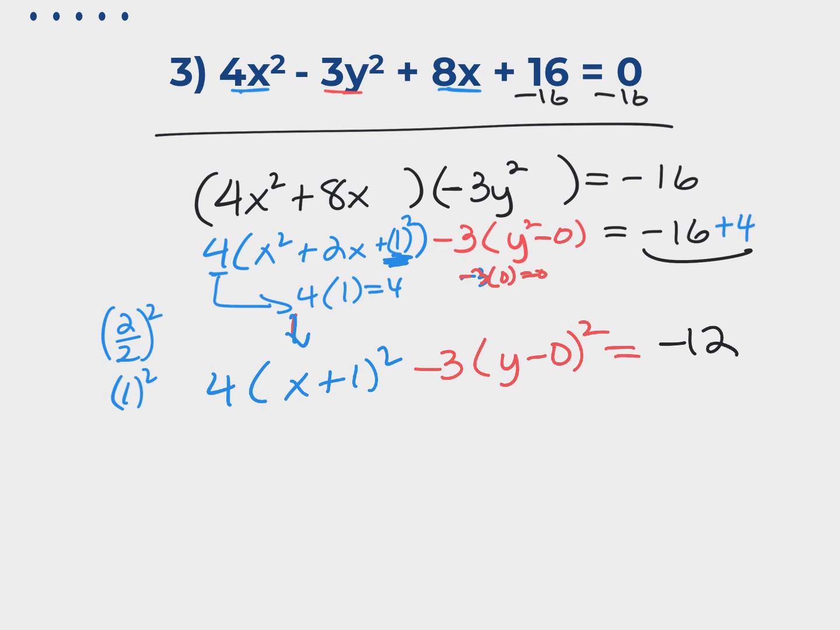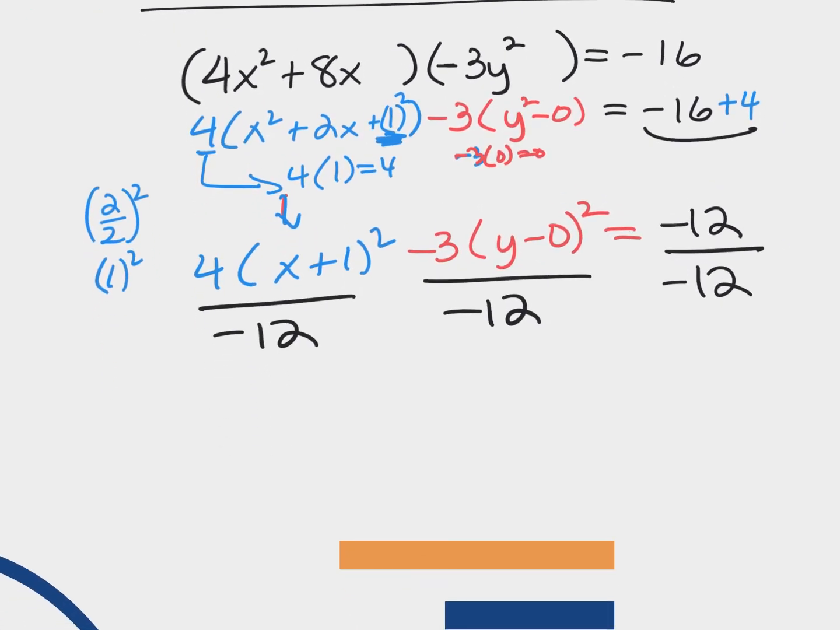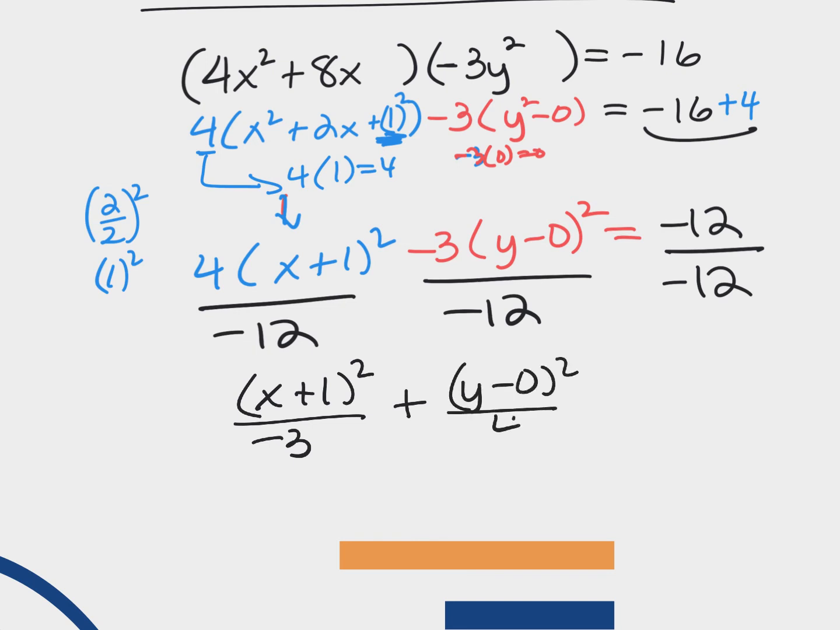All right, next, what we need to do is set the equation equal to 1. So I need to divide all 3 fractions by negative 12, because I need to make this negative 12 a 1. So I'm dividing it by itself. I need to do that, though, to all 3 pieces here. So then now this becomes, when I divide, x plus 1 squared over negative 3, this becomes positive y minus 0 squared over 4 equals 1.